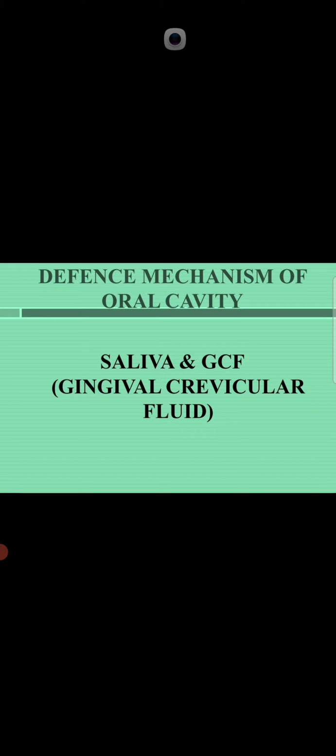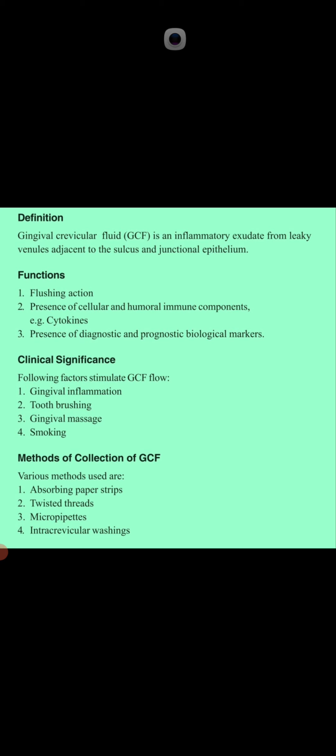From the MCQ point of view, there are very important points regarding GCF, like the method of collection. Basically it is an exudate, and next, which conditions stimulate the GCF flow, and that in inflammatory conditions the GCF flow increases. The method of collection of gingival crevicular fluid is also important. Next are the drugs which are excreted in GCF. First we start with the definition of GCF.